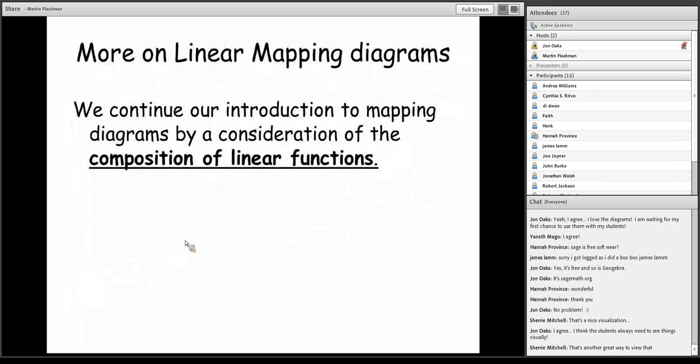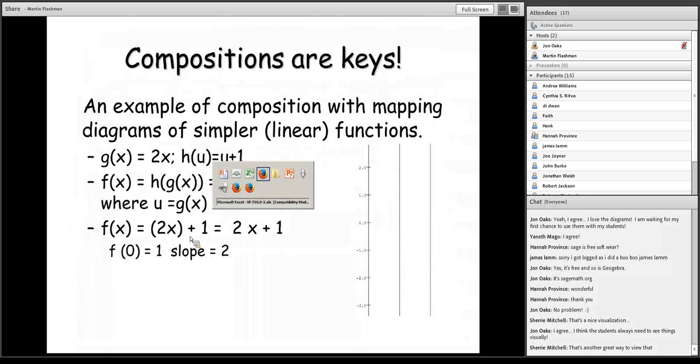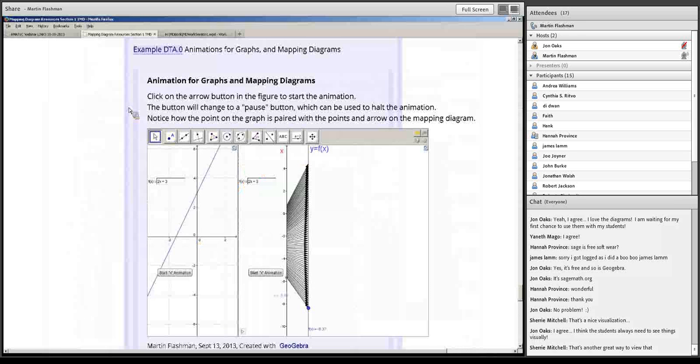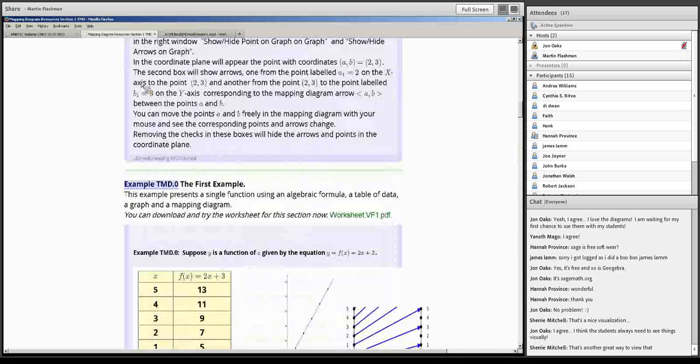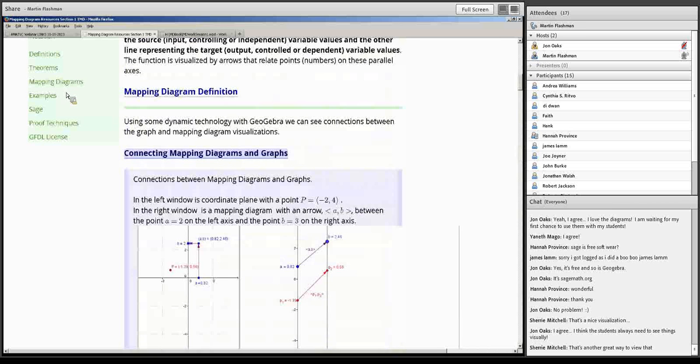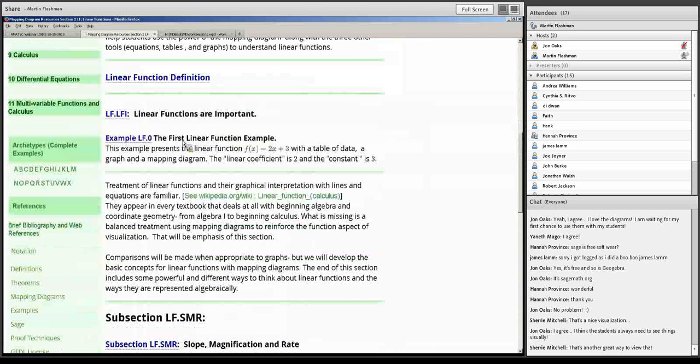Okay, so let's look a little bit at composition, which is another great place for using mapping diagrams. And for this, I'm going to go again back to my website and open up the page that I have, these 2 pages on linear functions. And we'll look at the composition feature here.